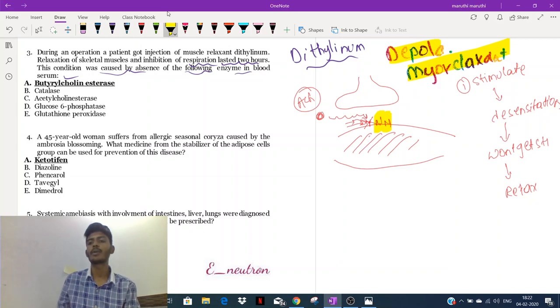Okay. Now we have phase 1 block, phase 2 block, which is not required for this question. Okay. Now what happens if I inject dithylin? It is a short acting drug.